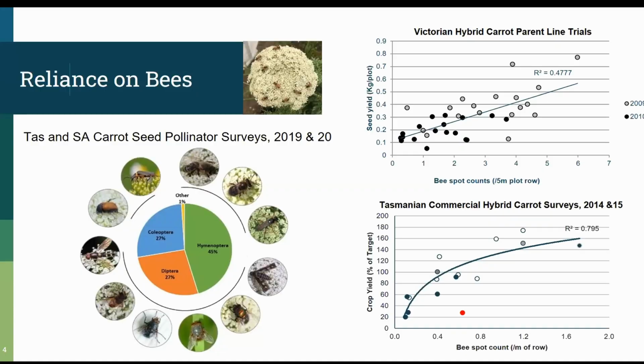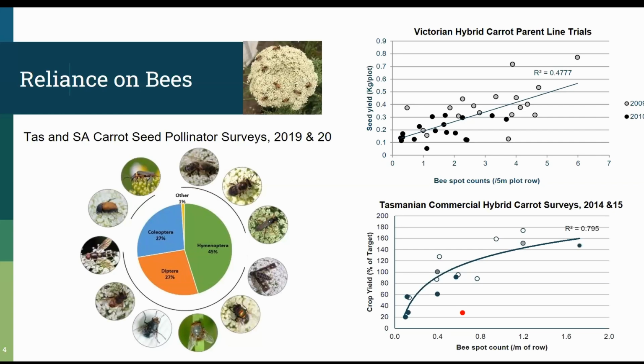So just to highlight our reliance on bees, and when I talk about bees here, I'm predominantly talking about European honeybees, although we do get a lot of value out of native bees as well, and particularly ground nesting solitary bees in the southeast. I'm based down in Tasmania, and we see a lot of those in the crops. But if you look at the two figures on the right there, they actually show the relationship between bee activity in crops and yield outcome in those crops.